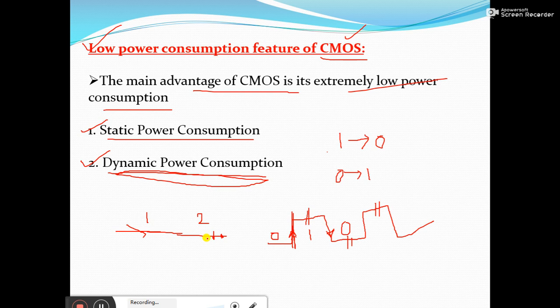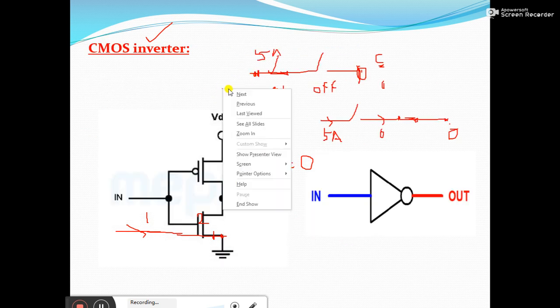But since the current will flow only for a short duration of time, the average power consumption, the dynamic power consumption, will also result in a value 0. So since the static power consumption is 0 watt and the dynamic power consumption will also be 0 watt, I can say the CMOS is going to consume low power, or it is a low power consumption device.